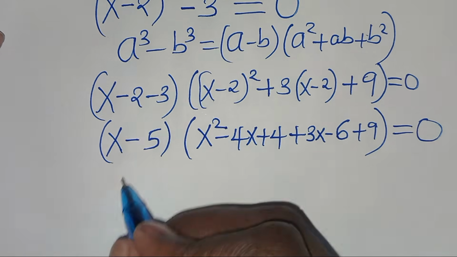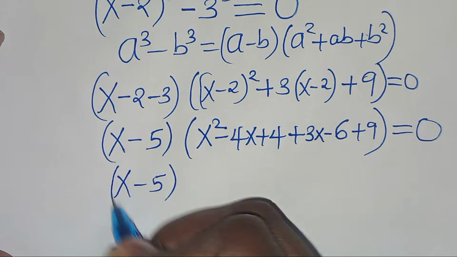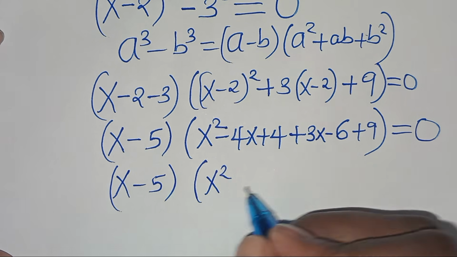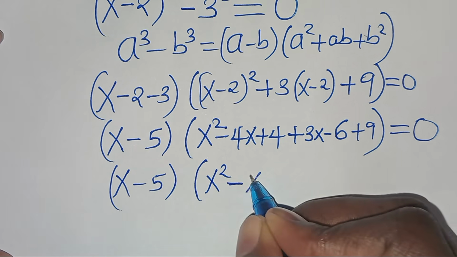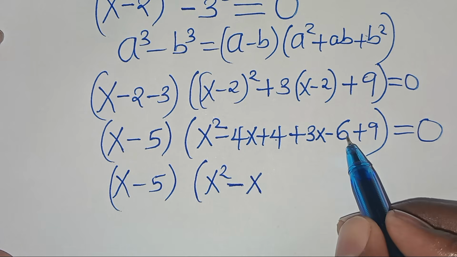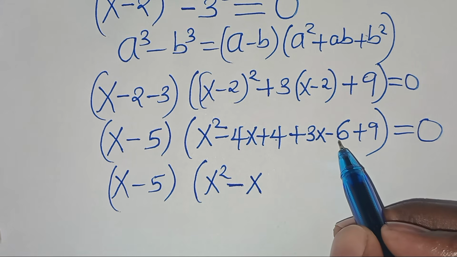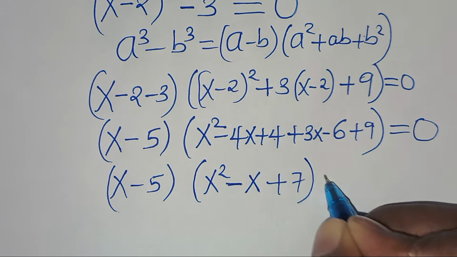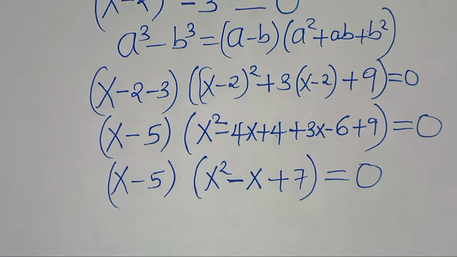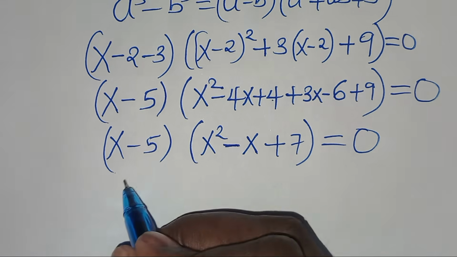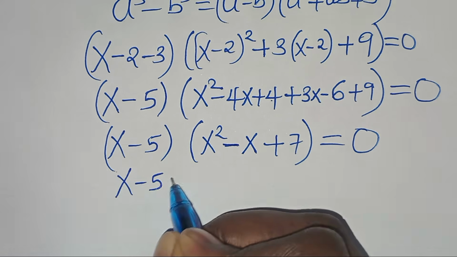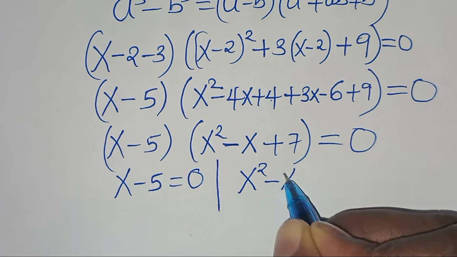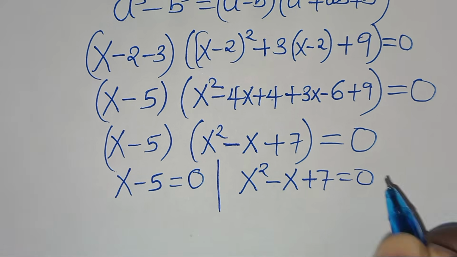So this implies that here we have (x minus 5). Now here we have x squared minus 4x plus 3x, this is minus x. Then we have 4 minus 6, this is minus 2. Then plus 9, so this is plus 7. This is equal to 0. Now we have two parts here. We have x minus 5 equal to 0. The second part here is x squared minus x plus 7, equal to 0.